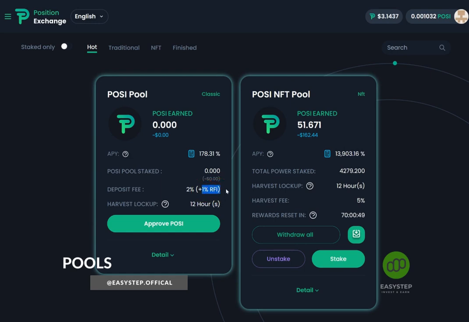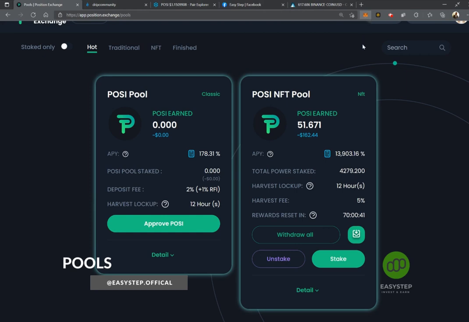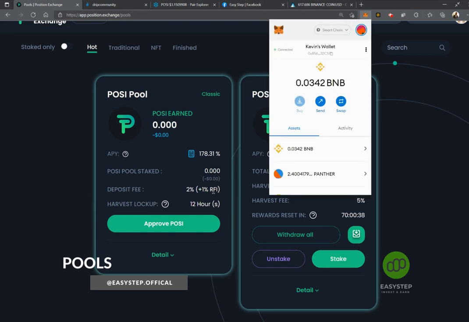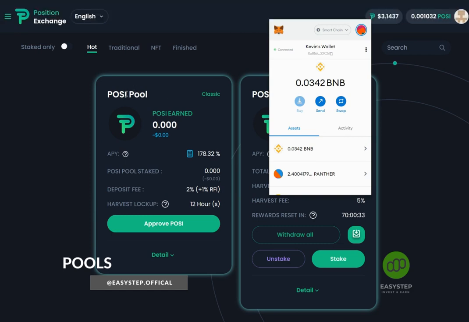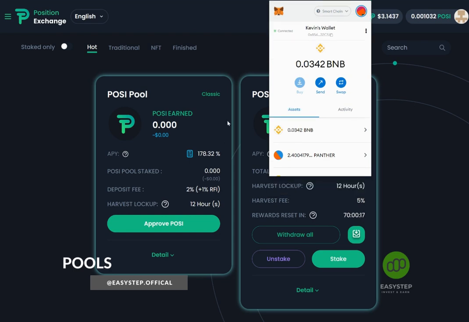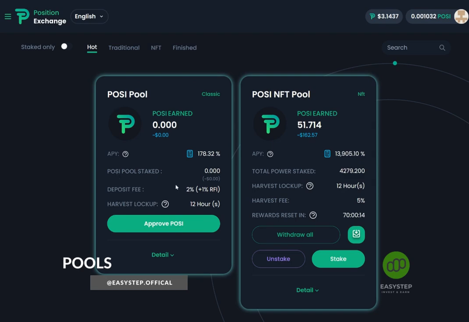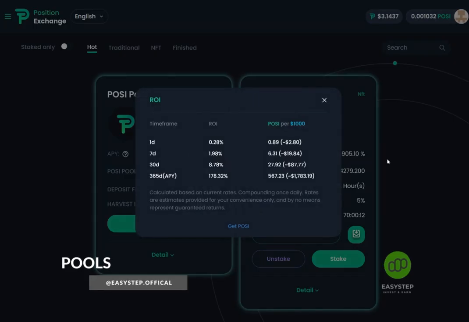And I'm not sure, I think this 1% is distributed across everyone who's in this pool and who is simply just holding their POSI tokens in their wallet. So you're not getting a full 1%. That 1% comes from every transaction that's made on Position Exchange, but you're not getting the full 1% every time there's a transaction. That 1% from that transaction is equally distributed to everyone who's entitled to receive that reflective reward. So that's how that works, and that's the benefit of this pool, despite it not having a high APY.